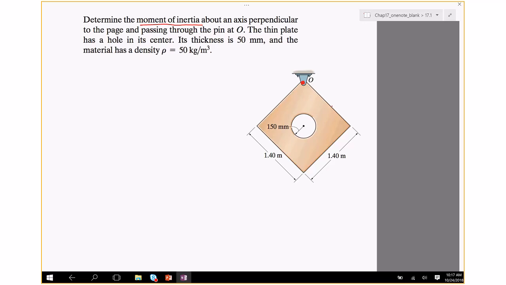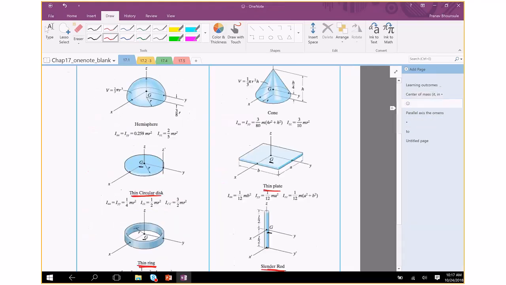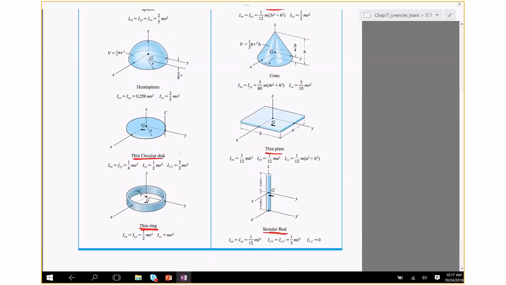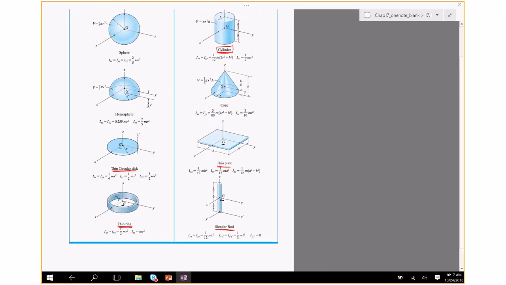Okay, so what the problem asks you to find is inertia about an axis passing through the page, which means that the plate is moving about that axis. So you need to find inertia about this axis. Now, first thing you do is ask yourself, do you have a table which provides the inertia for that geometry? So you can go back to the table I showed, which is right here. And you see that none of those cases involves a plate with a hole. So you cannot use the table to find inertia.